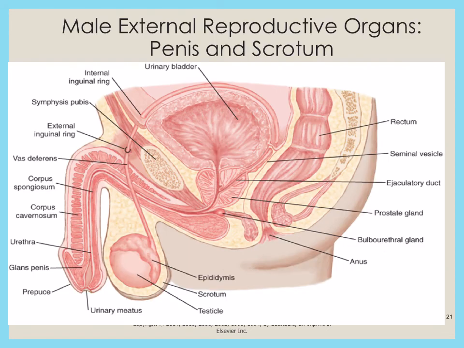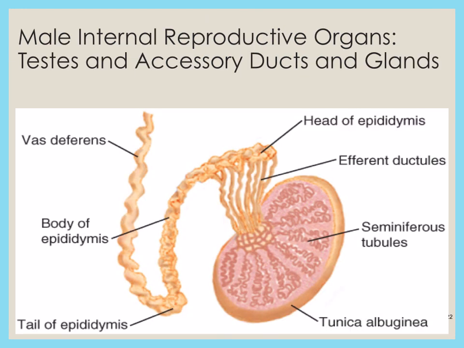In the next couple slides, we're going to be taking a look at the male external reproductive organs, both the penis and the scrotum, and then a more in-depth picture of the male internal reproductive organs, the testes, accessory ducts, and glands.